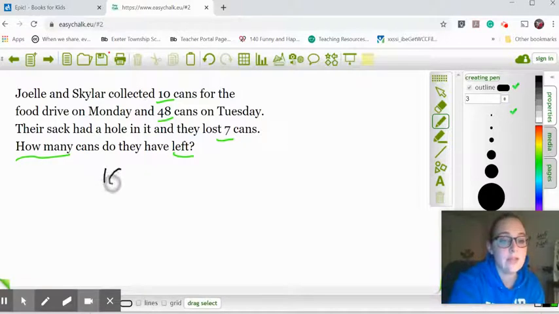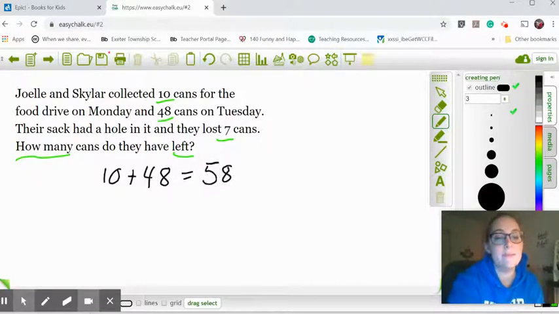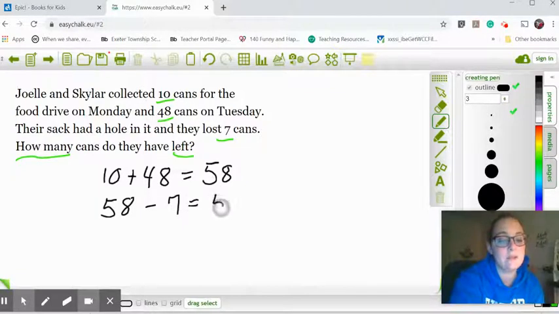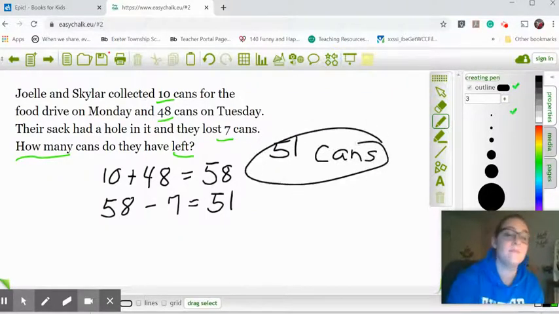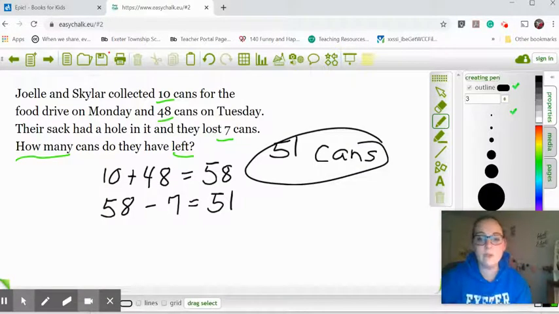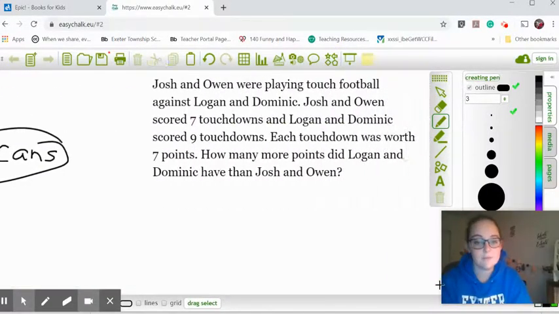So first I have 10 plus 48, which I know equals 58. And then I'm not done. Now I have to do 58, and it says how many left, so I know I have to subtract. And they lost them, so 58 minus 7 equals 51. And that is my answer. I have 51 cans. Okay, so let's move on to our next problem.